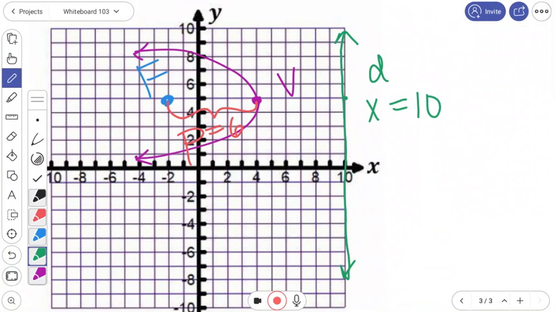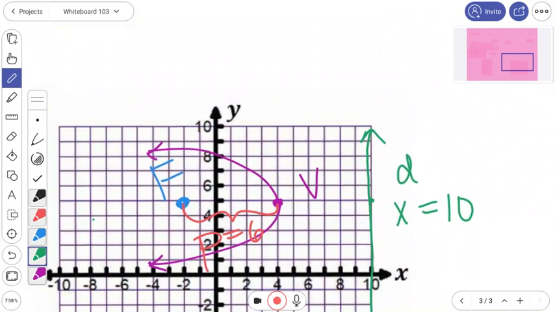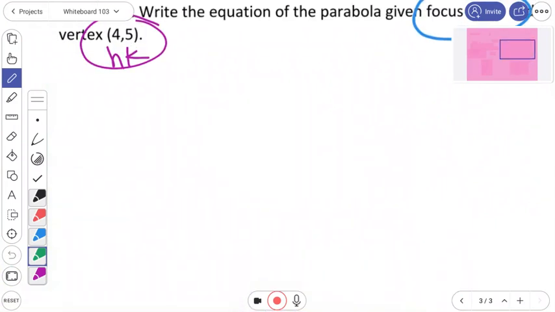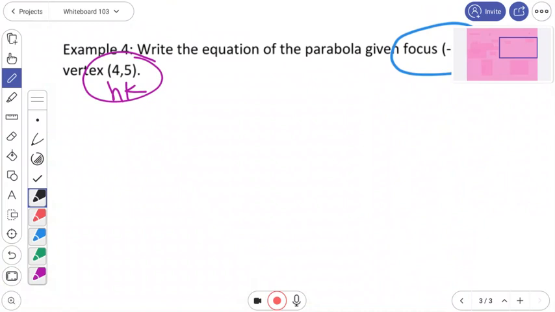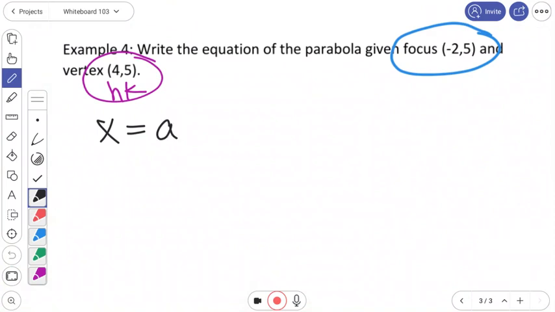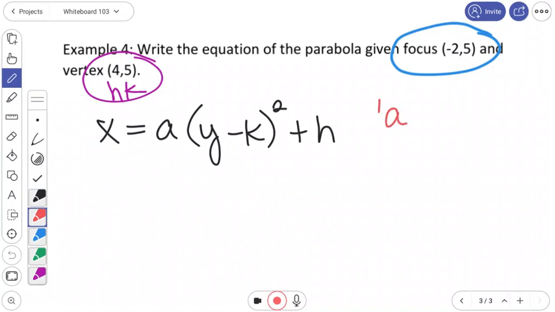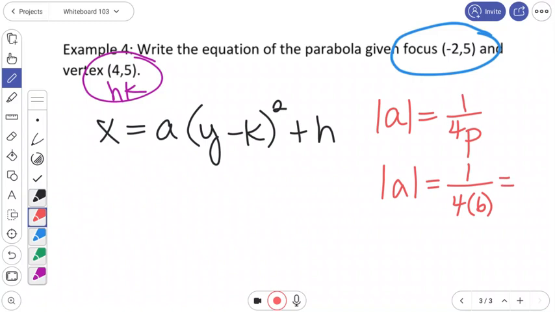So we've got all of this information. We know our p-value is 6. Now we need to write our equation for the parabola that opens to the left. We know that our formula is going to be x equals, because it opens sideways, so x equals a times y minus k squared plus our h value. Okay, we need to determine what our a value is. So the absolute value of a is still 1/4p. And we already determined that our p value was 6. So 1/4 times 6.